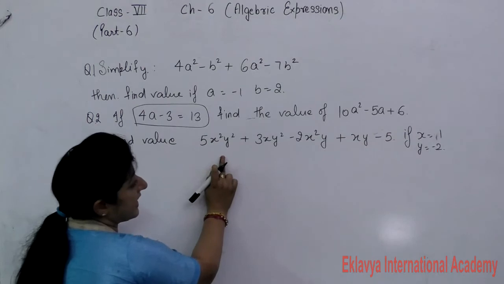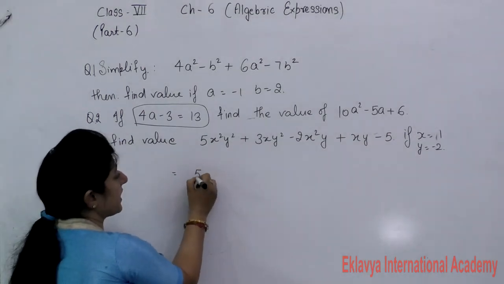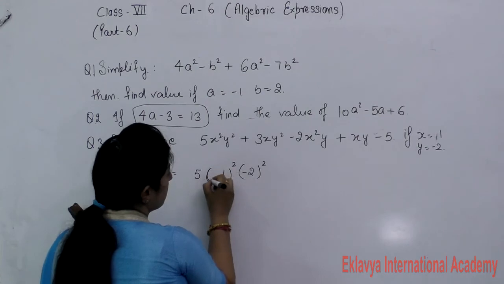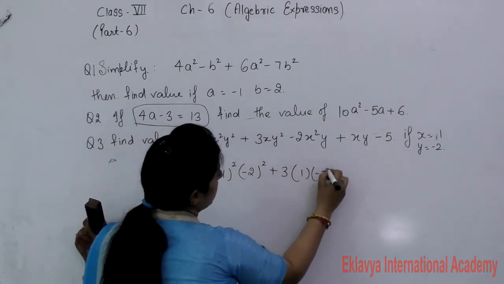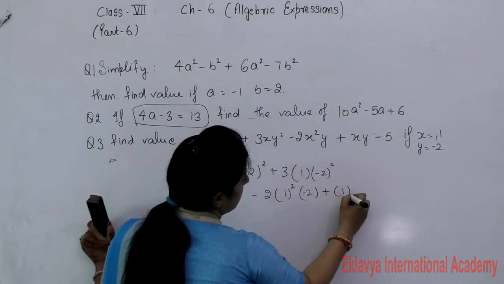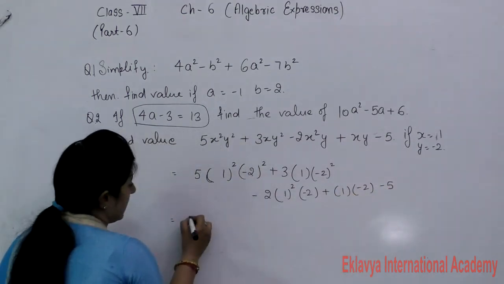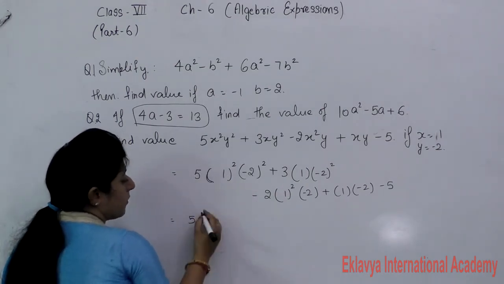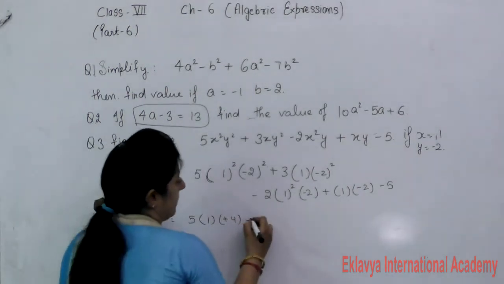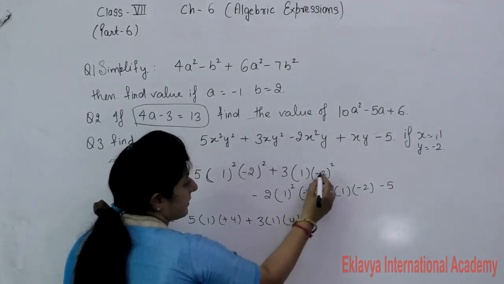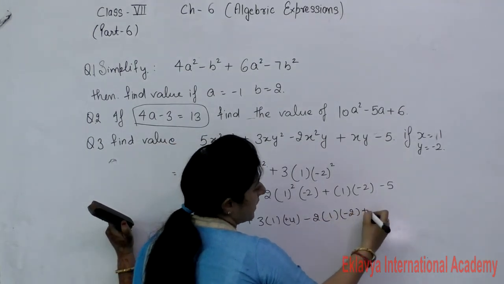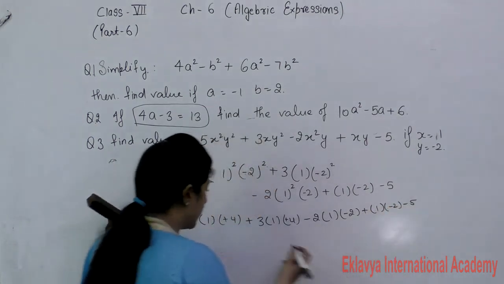In this question, put x is equal to 1 and y is equal to minus 2. Then put x 1, y minus 2, plus 3 x value 1 y value minus 2, minus 2 x value 1 y value minus 2, x value 1 y value minus 2 minus 5. 5, 1 square is 1, minus 2 square, even power, it means plus, 2 square is 4, plus 3 into 1 into the same thing, minus 2 square, and then plus this minus 2, 1 power 2, this is minus 2, plus 1 into minus 2 minus 5. Now do multiply.